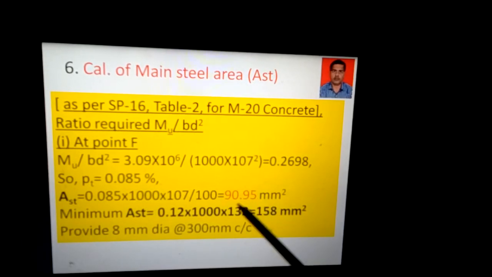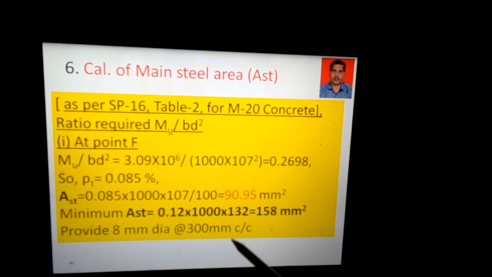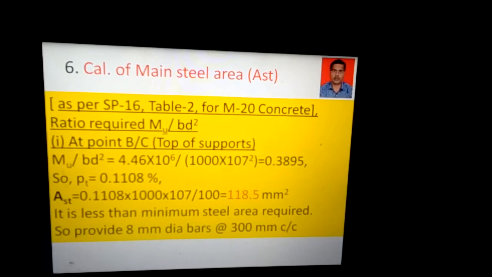Again this is less than the minimum percentage 0.12 and the area 158 millimeters square. So we provide again the same minimum steel area, that is 8 mm diameter bar at 300 mm center to center for the point F, that is the midpoint of the intermediate span. Now the third point is the top of supports, that is B and C.